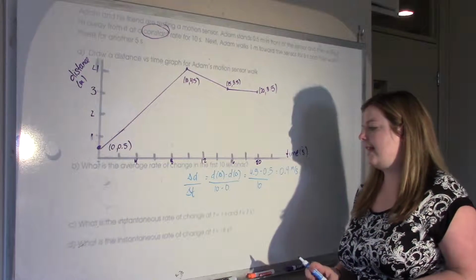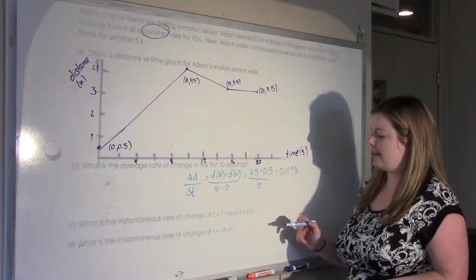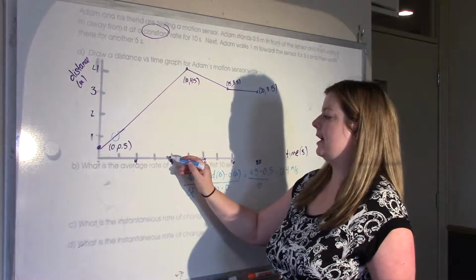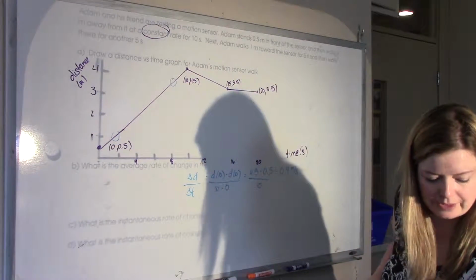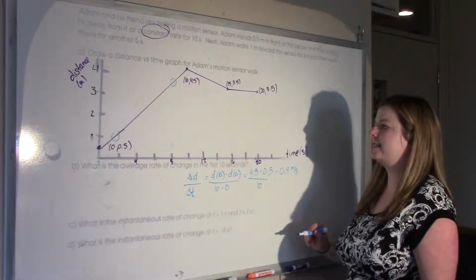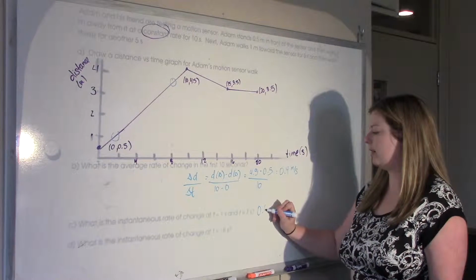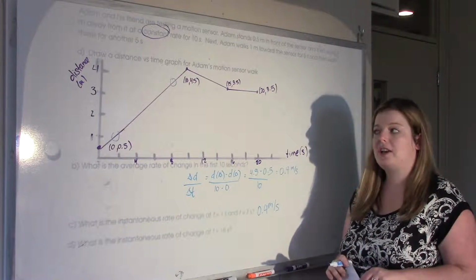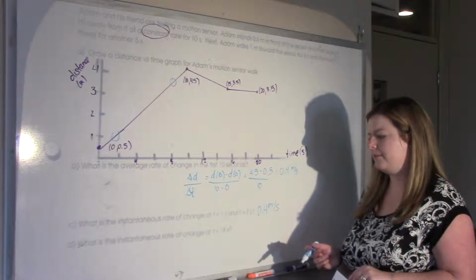What is the instantaneous rate of change at t equals 1 second and at t equals 7 seconds? Well, t equals 1 second is here, and t equals 7 seconds is here. So you'll notice for both of them that the slope at both of those times is this 0.4 meters per second. So remember, instantaneous rate of change is just the slope of the tangent, or in this case, the slope of the line at that point.